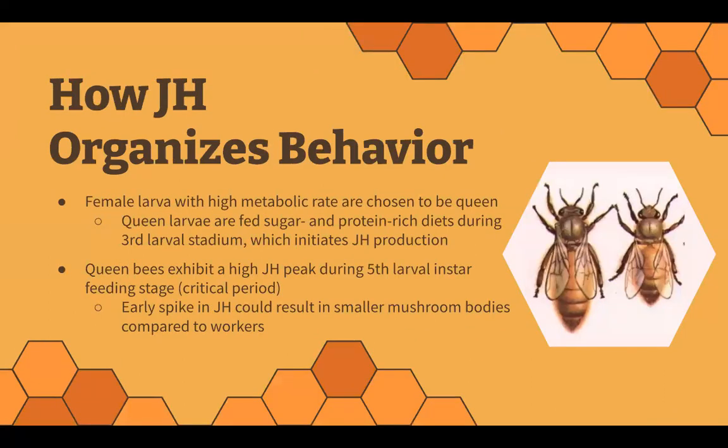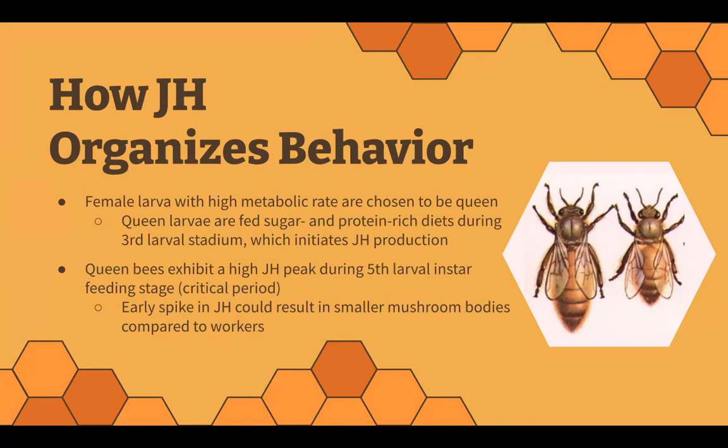So the queen bee is first picked out as the female larva with a high metabolic rate. And so once that's distinguished, during the third larval stadium, that queen larva is fed a sugar and protein rich diet that initiates that JH production. And then during their fifth larval instar feeding stage, we see a high JH peak. And that's actually the critical period for that JH to act on and distinguish that queen bee.